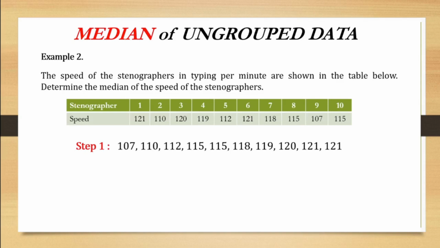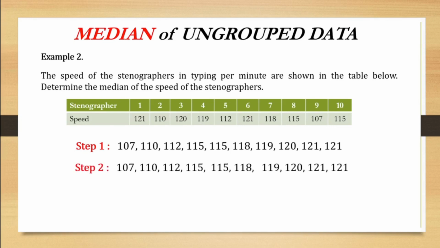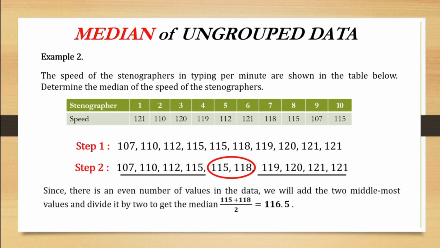Step 1 is we have to arrange the data from lowest to highest or vice versa. In step 2, we are going to identify if the number of data is an odd or even number and divide it by 2 and identify the middlemost numbers. Since there is an even number of values in the data, we will add the two middlemost values and divide it by 2 to get the median.